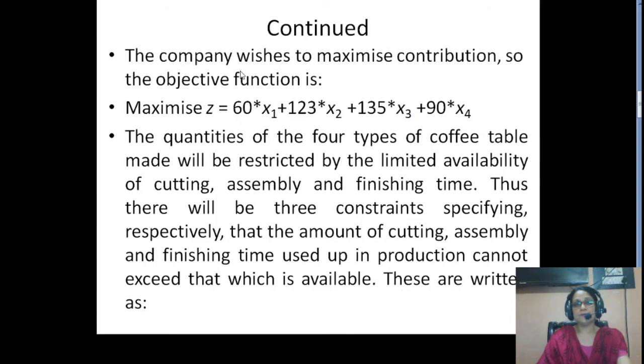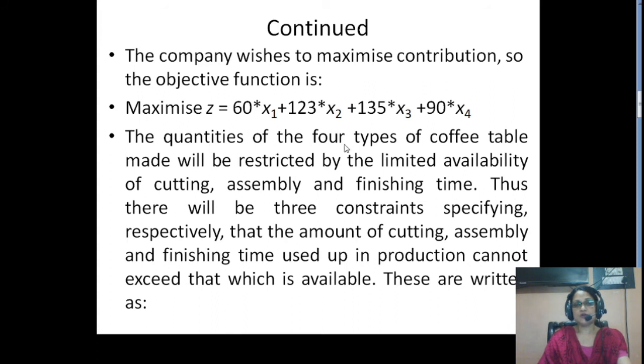So the company wishes to maximize contribution. So the objective function would be, see students, I have not used a multiplication sign. Why the asterisk? So that you do not get confused between x1 and the sign of multiplication. So maximize Z is equal to 60x1, 123x2. This is the contribution given by small table. This is the contribution given by medium size. This is the contribution given by large size and this is the contribution given by ornate table, right? So this is your objective function.